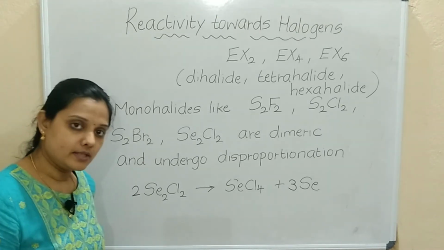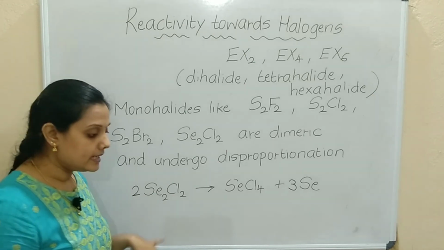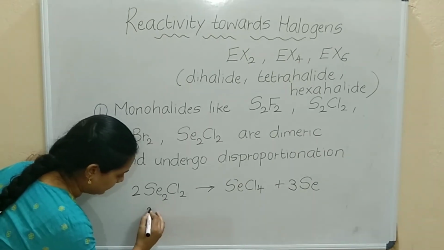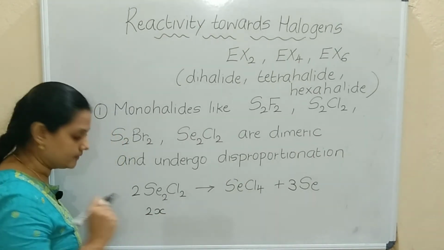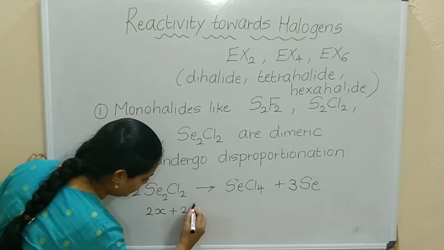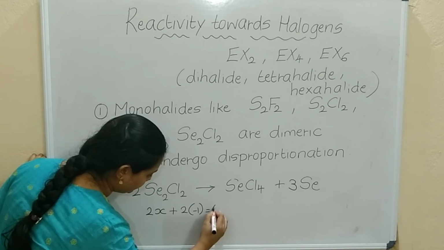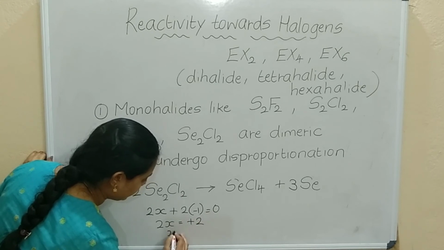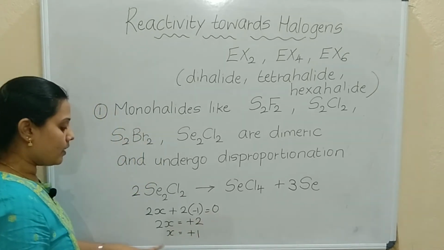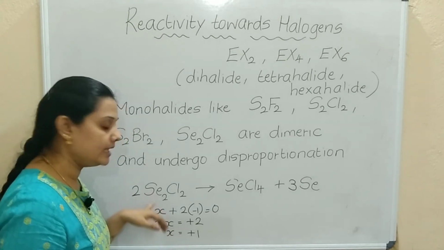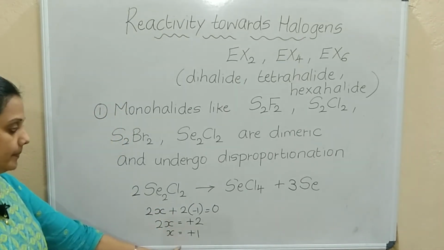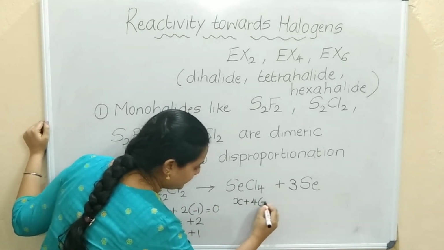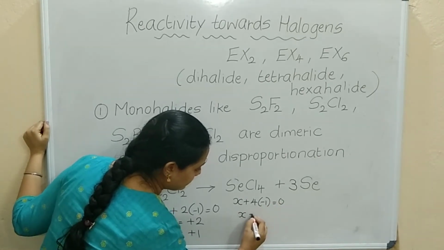Now, find the oxidation state of selenium here. How to find the oxidation state? So, 2 selenium are there. So, 2 into X, we do not know the value of selenium oxidation state, plus 2 into chlorine valency minus 1 equal to 0. So, 2X is equal to plus 2. So, X is equal to plus 1. So, what is the oxidation state of selenium in diselenium dichloride? It is plus 1. See the next oxidation state here for Se, X plus 4 into minus 1 equal to 0. So, X is equal to plus 4.